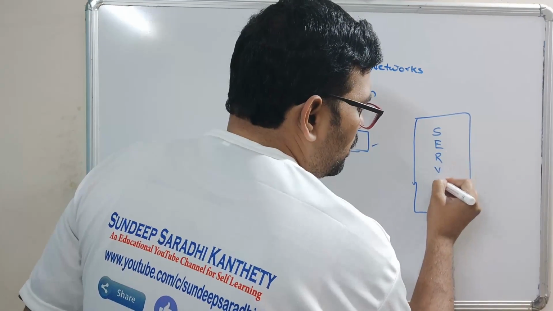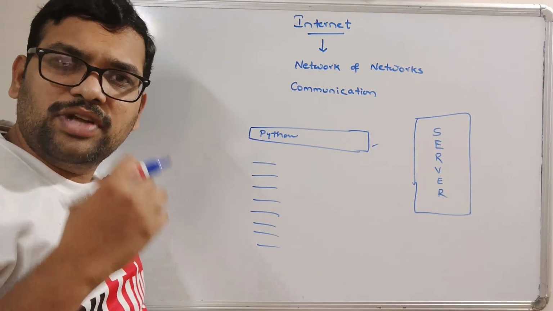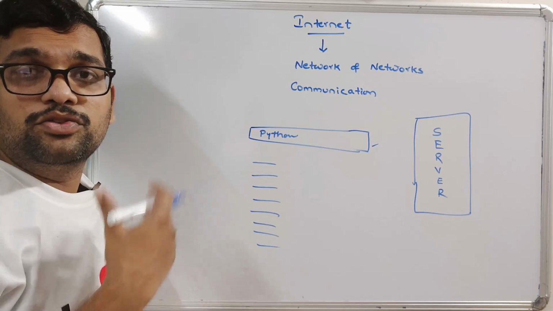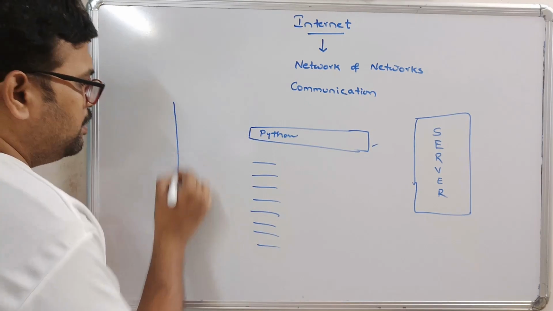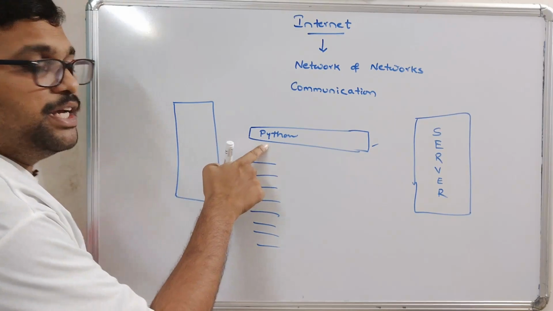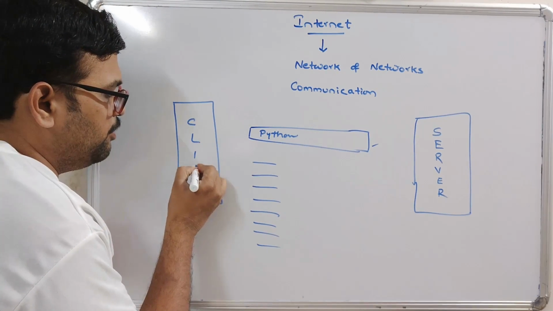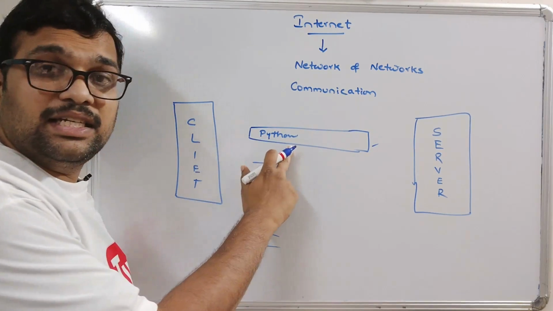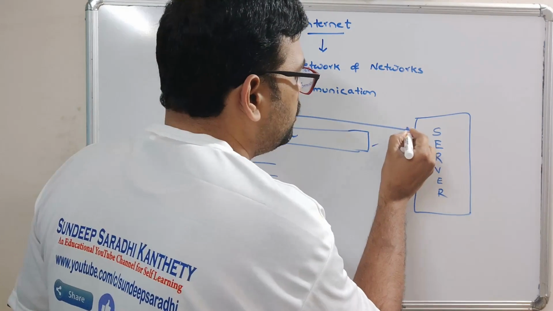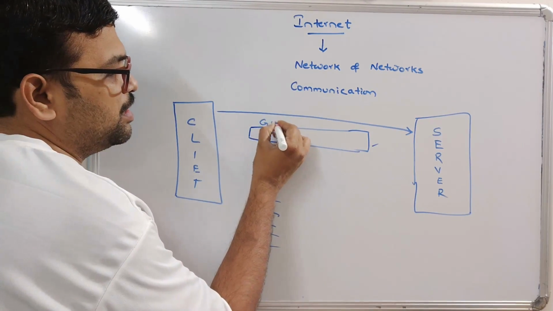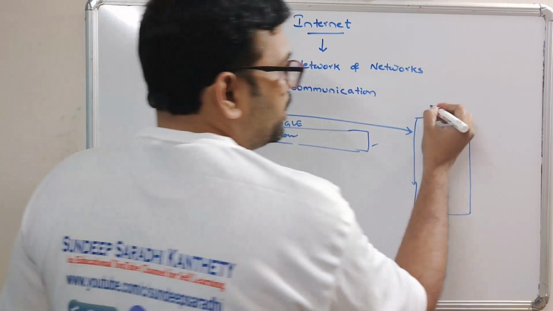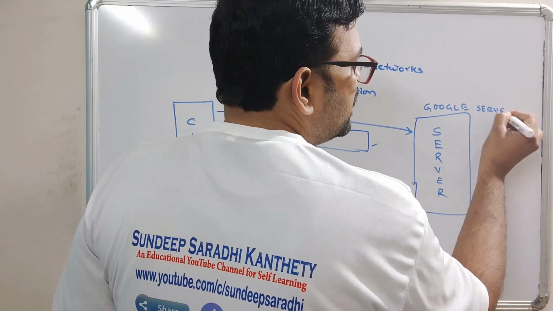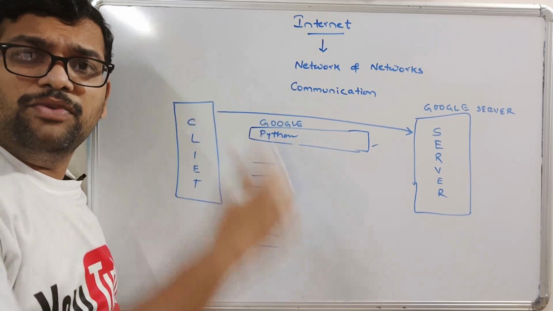A server is also a system which has a lot of memory and a lot of space to store all the web pages. Whenever you are requesting this Python, you will be called a client, that means the one who is requesting. We are requesting a search for Python. That request will be sent directly to the server. For example, if it is the Google search engine, it will automatically be redirected to the Google server, right? This Google server will have a lot of websites, a lot of web pages, right?